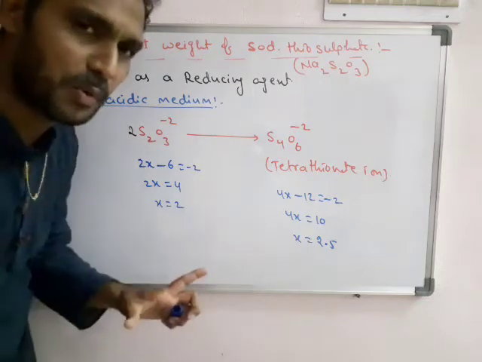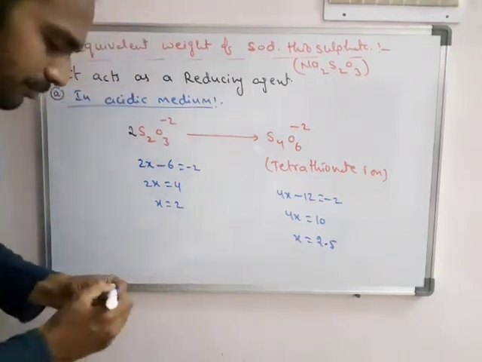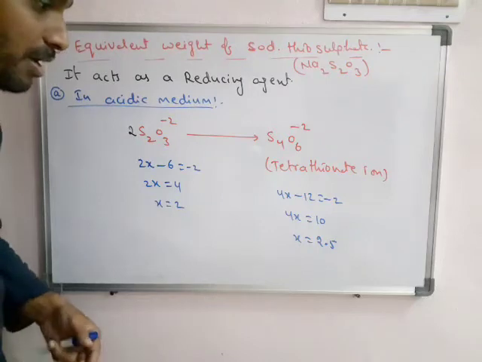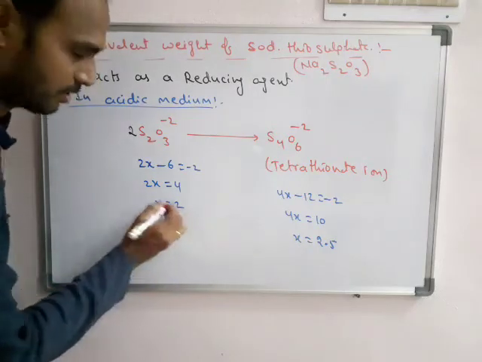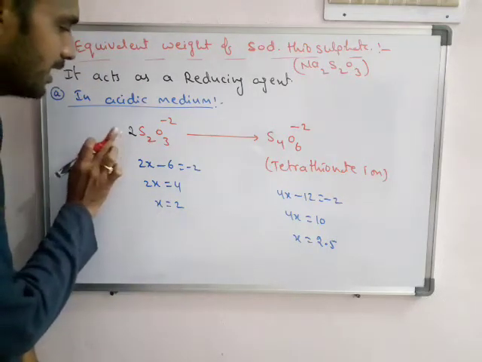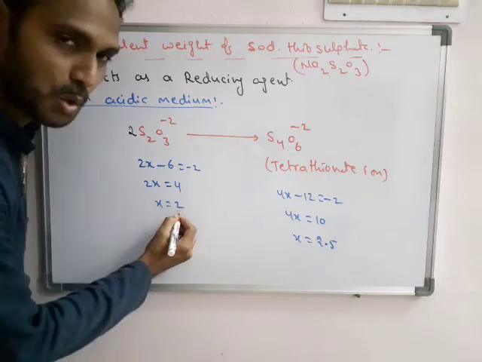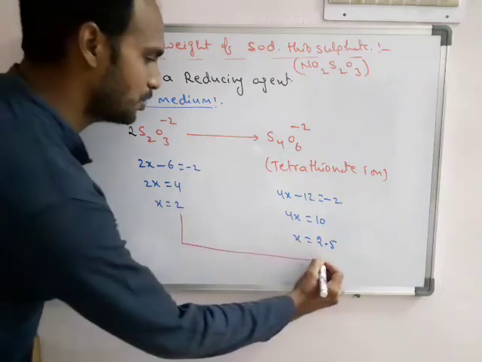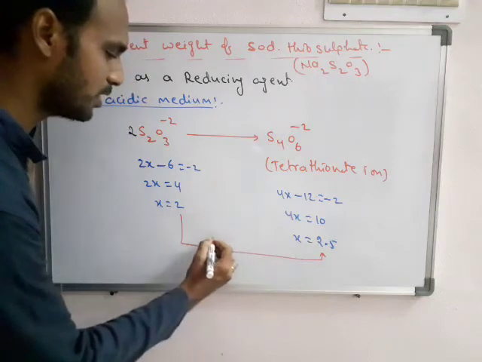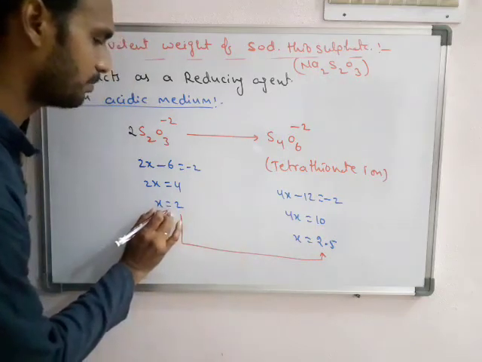So it is very important to know the number of electrons. Actually there are 4 sulfurs. Each sulfur has plus 2 oxidation number. They changed to 2.5. So 1 changed, so plus 2 becomes 2.5.